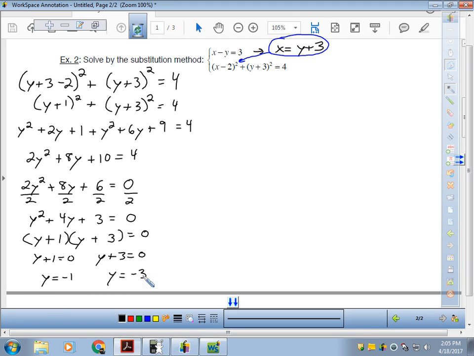Once we have those, we can plug them back in here to this equation to find our x's. So when y is equal to negative 1, we would have x equals negative 1 plus 3, which is 2. So my solution would be 2 comma negative 1. For when y is negative 3, we would have x equals negative 3 plus 3, which is 0. So our solution would be 0 comma negative 3.